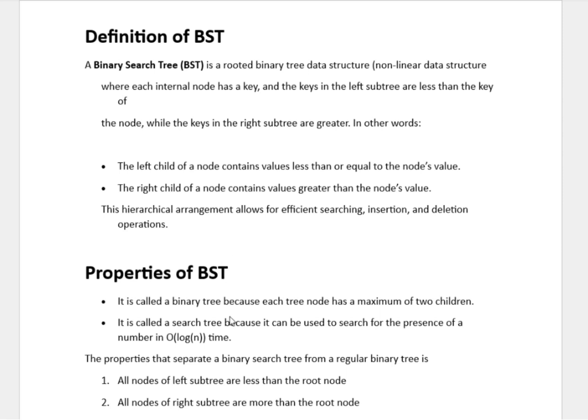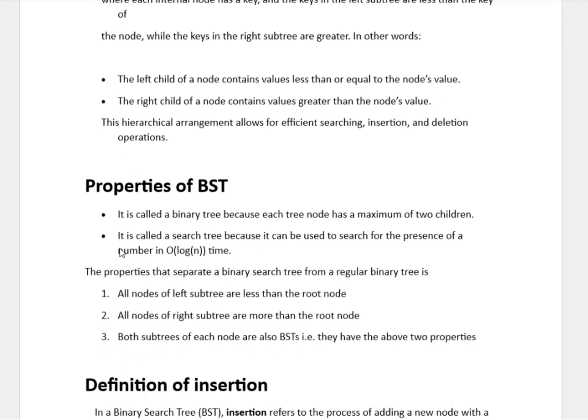The properties: the most important property is order of log n. That means the time complexity of the binary search tree. The reason for inventing binary search tree is for the searching technique. And the other two are: left subtree nodes must have lesser values than the root node and the right subtree should have greater values than the root node.